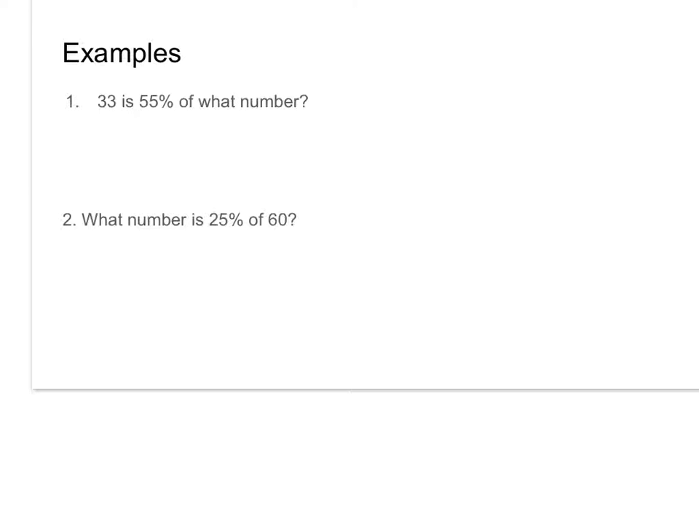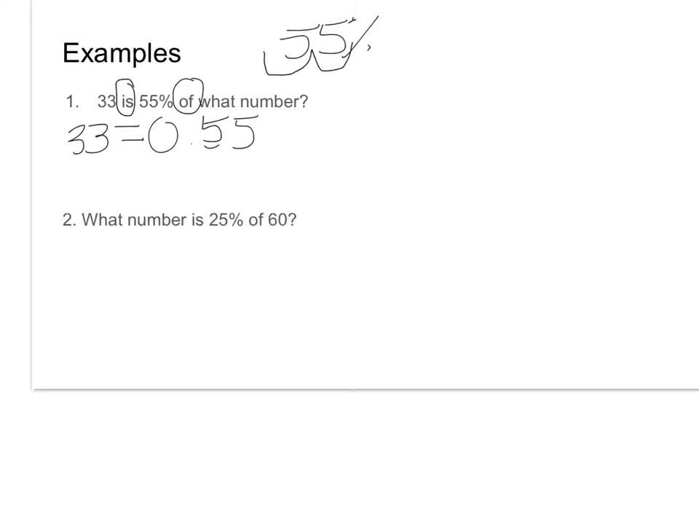Let's take a look at some examples. We have 33 is 55% of what number? I noticed some of our keywords: I see is and I see of. So I'm going to take these words and put them into math. I have 33; remember, is means equal. We have 55%, so you have to make your percent into a decimal. You move your decimal 2 places to the left, so you have 0.55. And then you're going to times it, remember, use parentheses, what number?